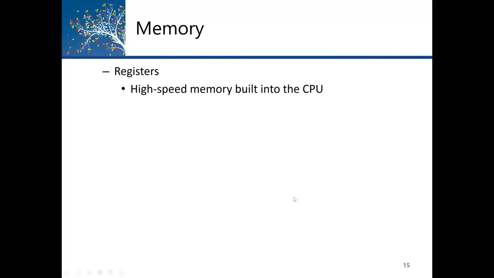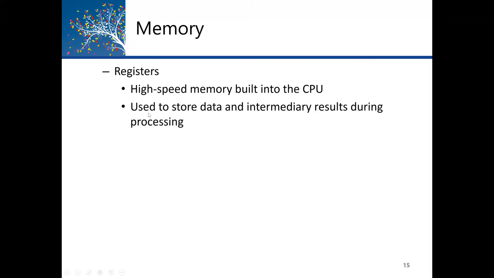Some cache memory will be inside the CPU or outside the CPU. This is used to store data and also intermediate results during the processing time of the CPU. And it's a very fast type of memory because the CPU can access it faster than main memory. Now we'll say the main memory is the slowest. Cache is faster than main memory. Register is the fastest because register is inside the CPU.